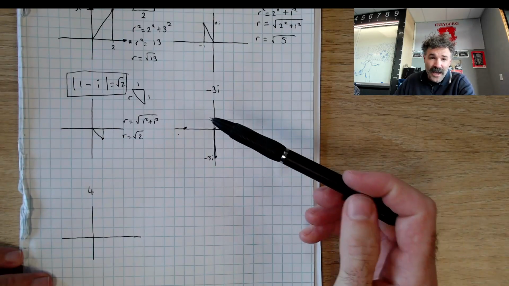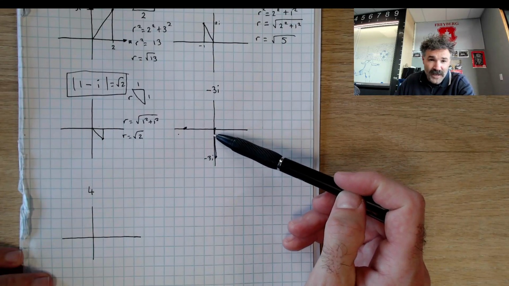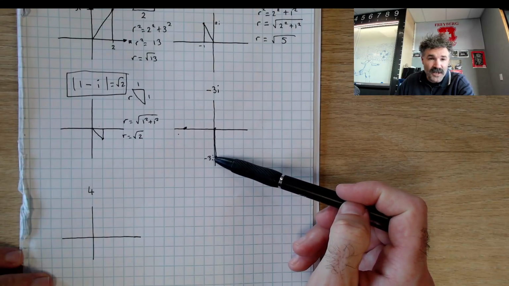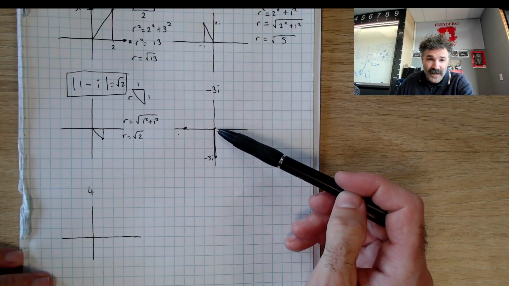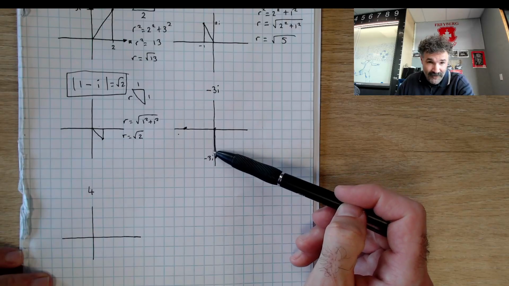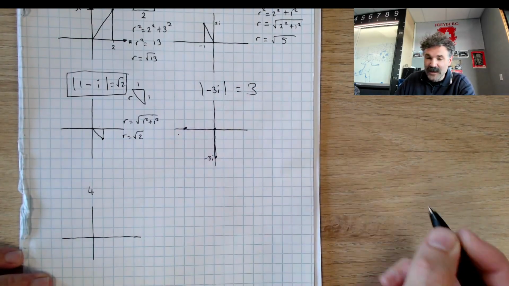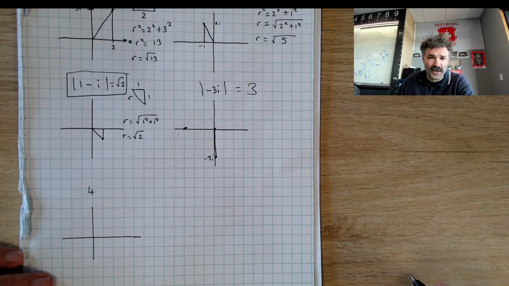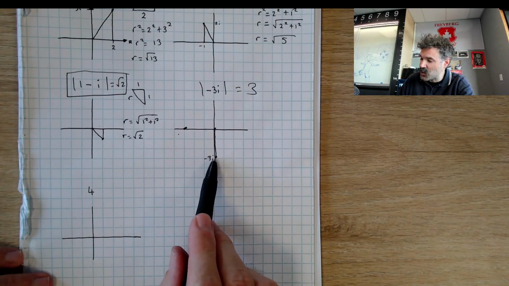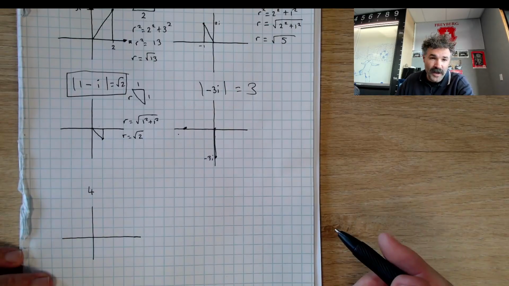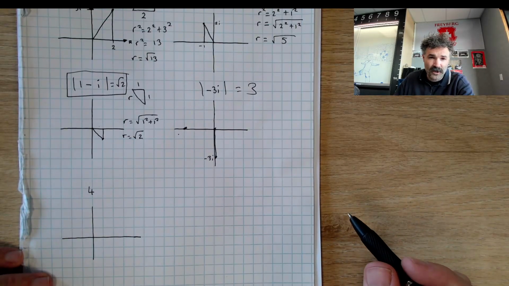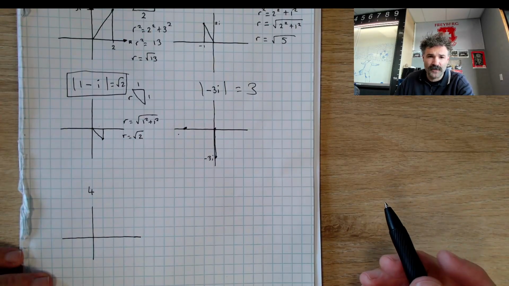It's literally how far have I traveled to get from here to here. I don't care about negatives. I don't care about i's. Literally, if I count squares to get from here to here, how far did I travel? I traveled a distance of 3. And that is my modulus. Literally, how far away is this point from the origin? We do not care about direction. I only care about distance traveled.